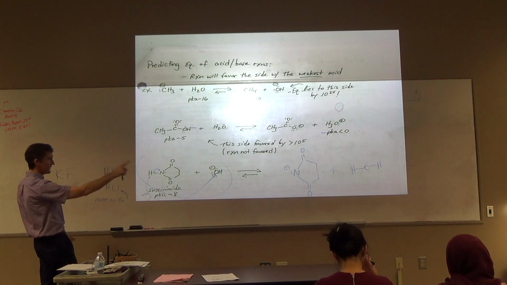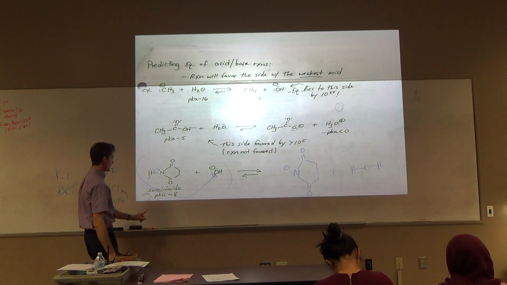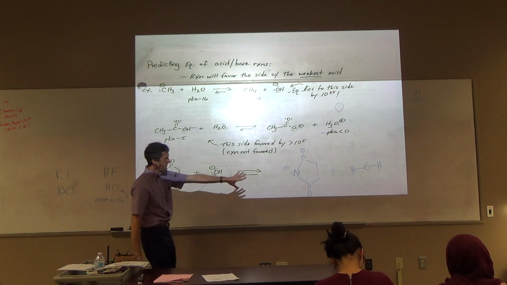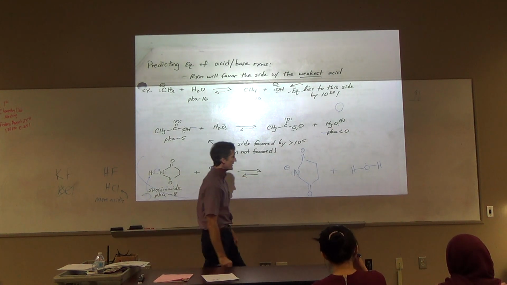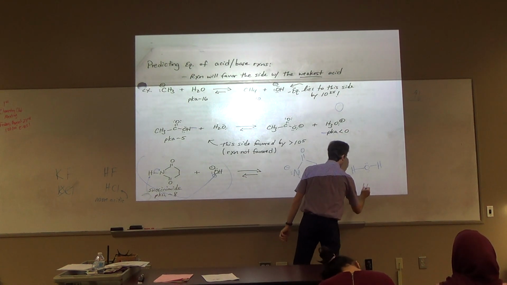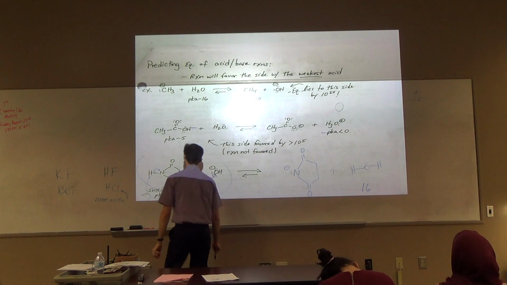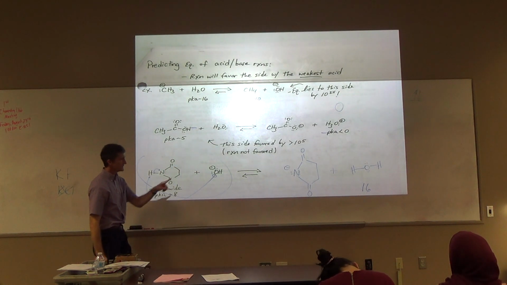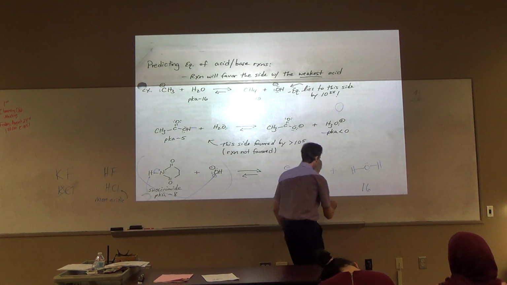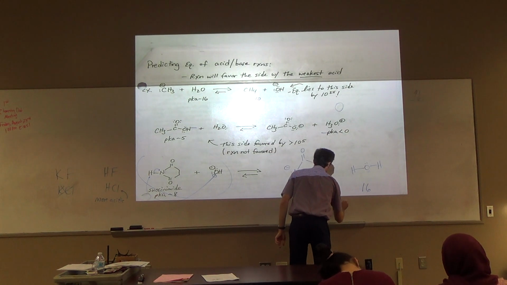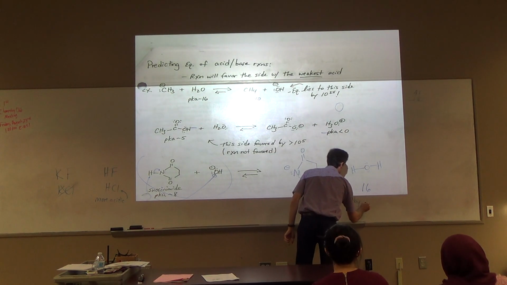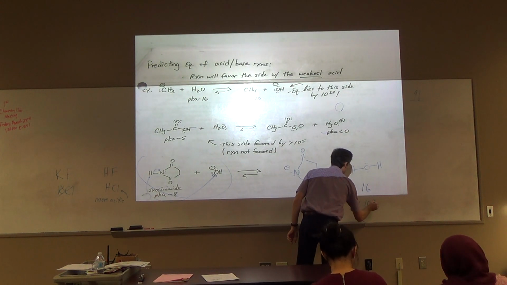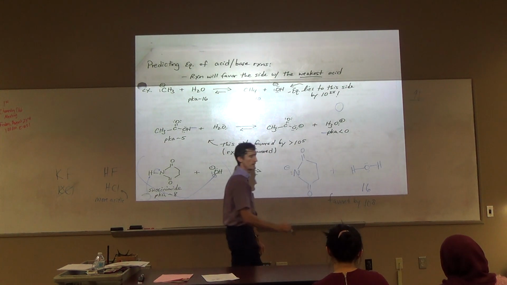So, is this reaction favored? Yes. This has a pKa of 8. What's the acid over here? What has the H? Water. And its pKa is 16. Which side's favored? Right side. Weaker acid, which is this side. This is favored by how much? 10 to the 8th power. Okay, that side is favored.